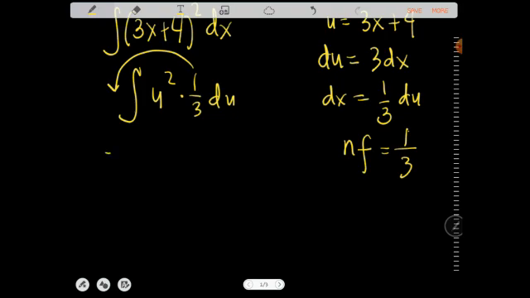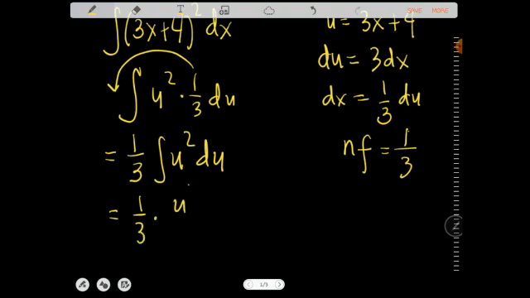formulas. So, this should be equals to 1/3 integral of u squared du. So, syempre, dahil nailabas na natin yung 1/3, safe na siya sa integration. Ang i-integrate mo na lang yung nasa loob pa ng integral sign. So, this would be equals to 1/3 times u squared plus 1 over 2 plus 1.